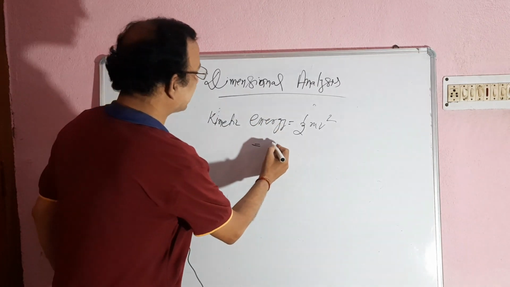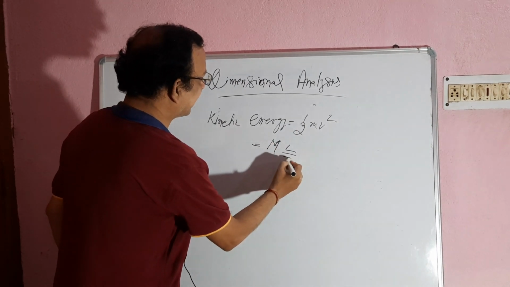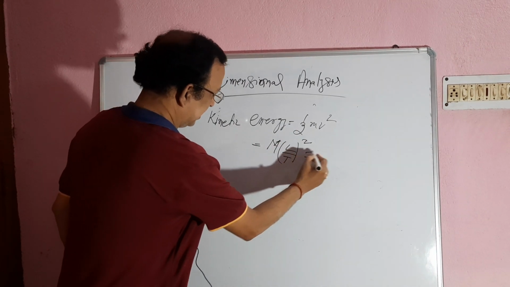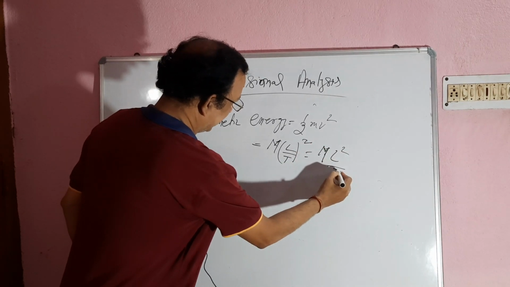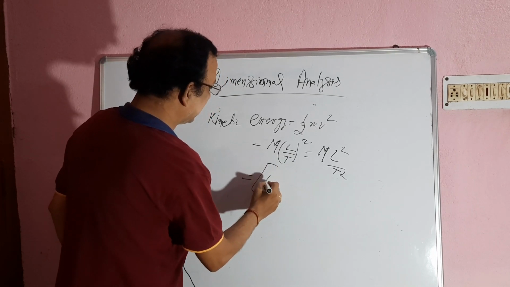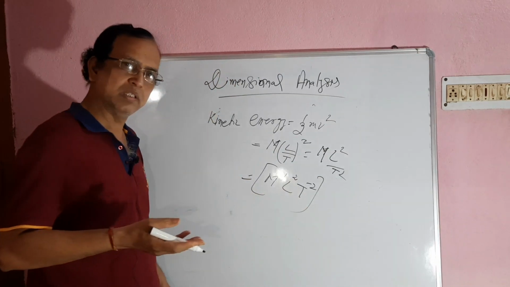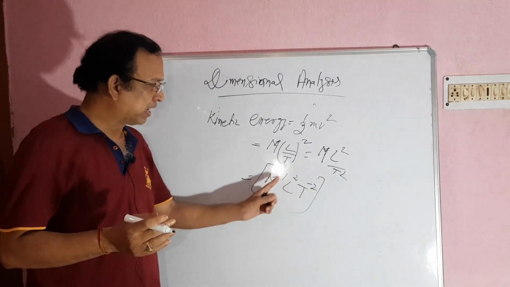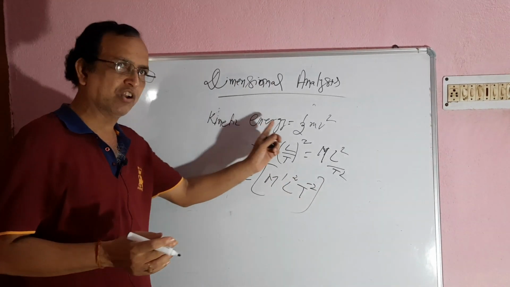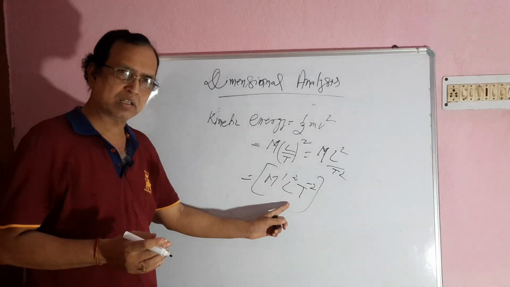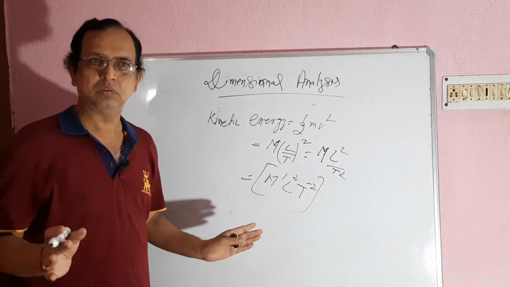Okay. mv square means m, v is L by t, length by time, square. That means m L square by t square, that is your m1 L2 t minus 2. So m1 L2 t minus 2 is the dimensional formula of the kinetic energy, which is the same as work, the same as potential energy. Dimensions are 1, 2, minus 2.